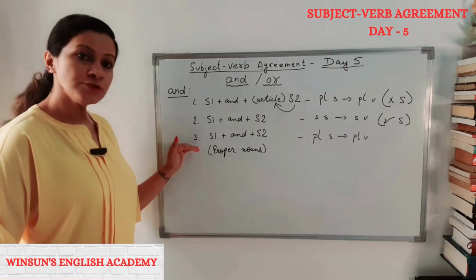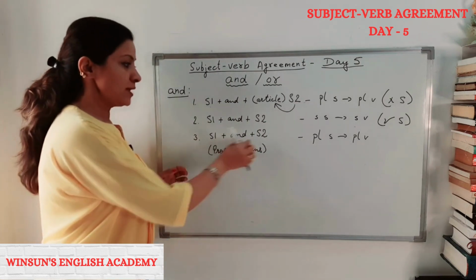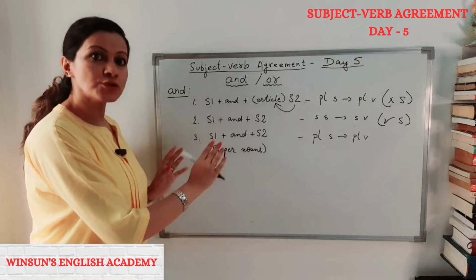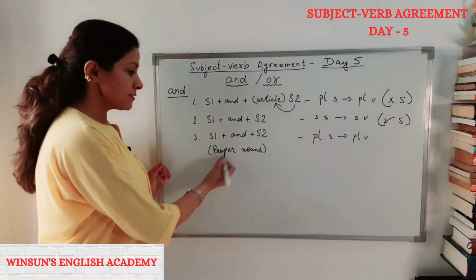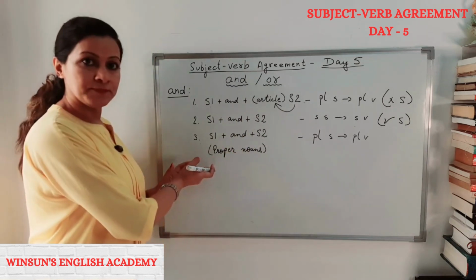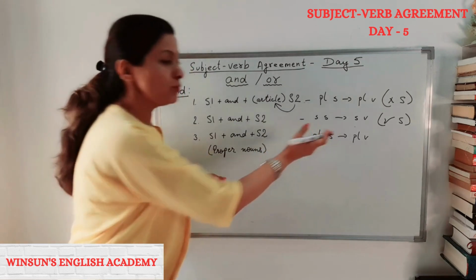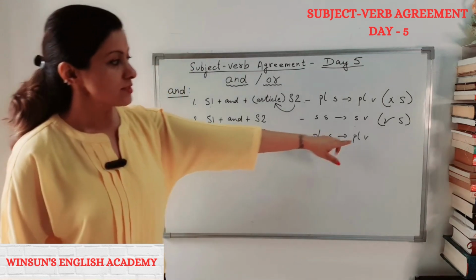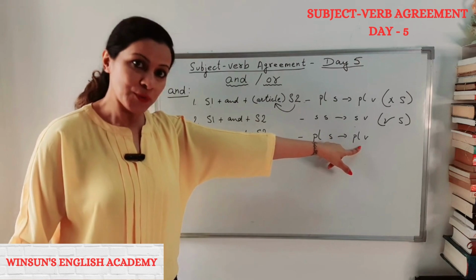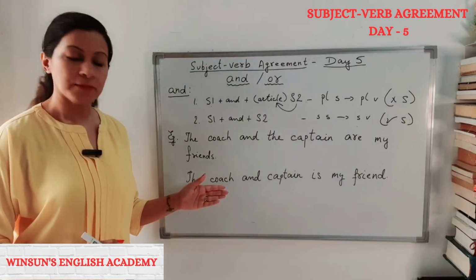According to the third rule, when there is subject 1 and subject 2, there is no article. There shouldn't be any article. And these two subjects are proper nouns. Then they are taken as plural subjects, and plural subjects take plural verbs. Okay. Let's look at these two examples.